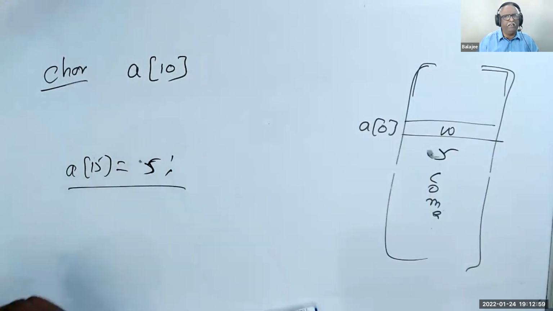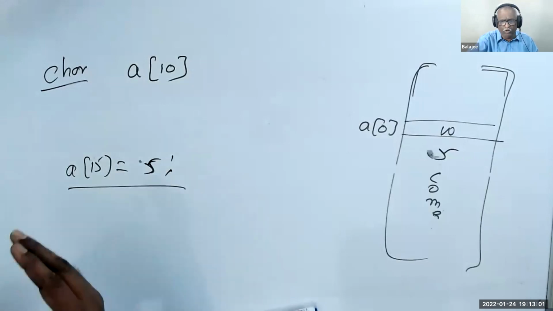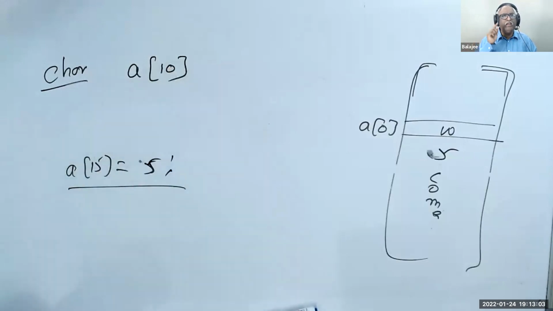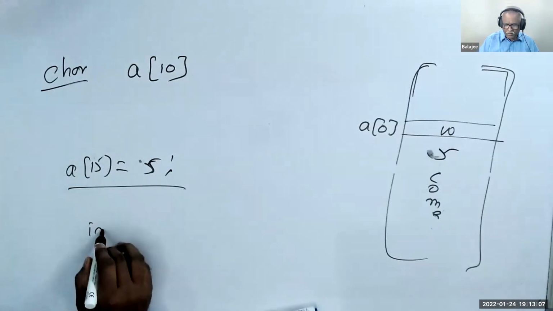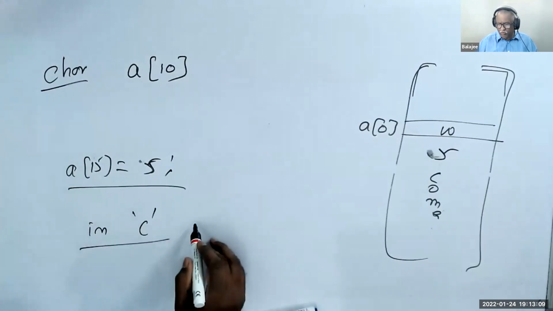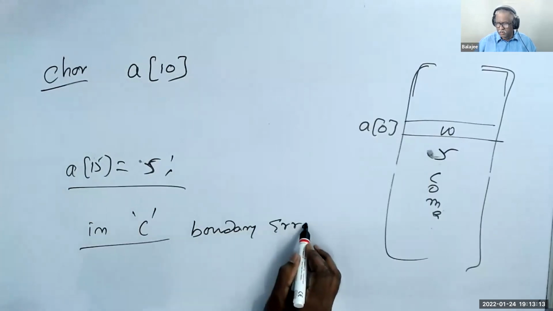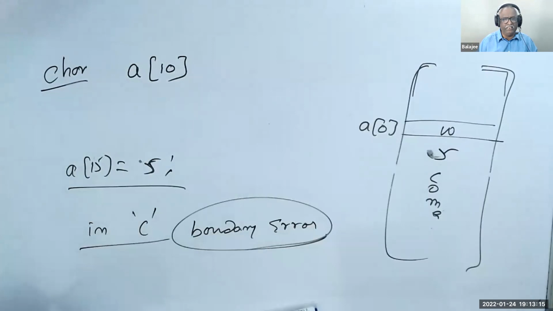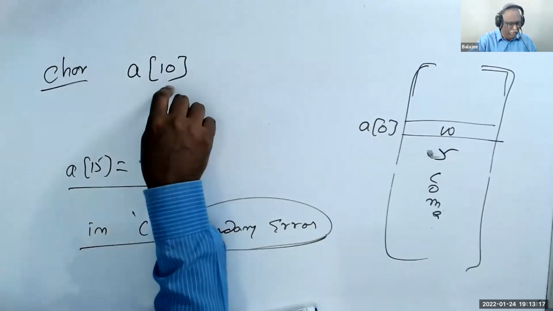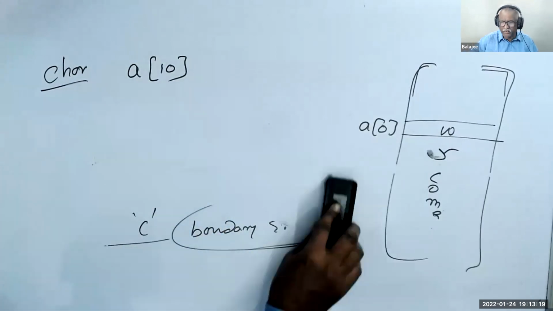The compiler does not bother. It does not even know how much you allocated. It is your responsibility in C. C will not give a boundary error. It is your responsibility that you don't use more than the array. This is the one thing they do.